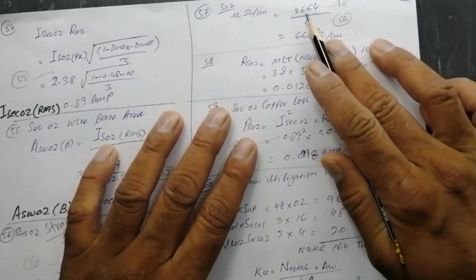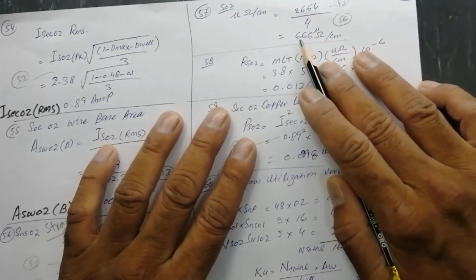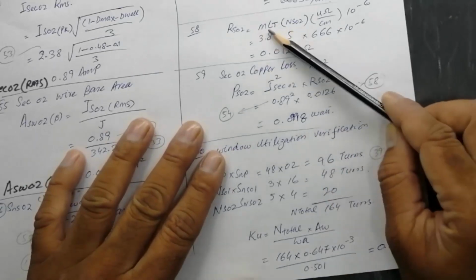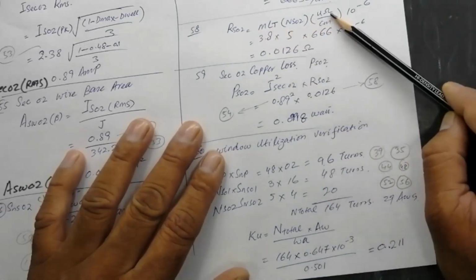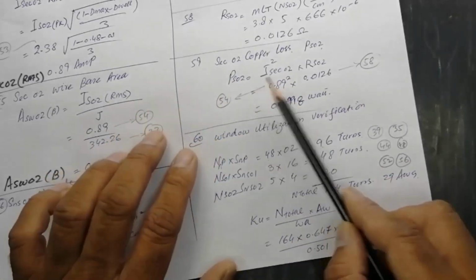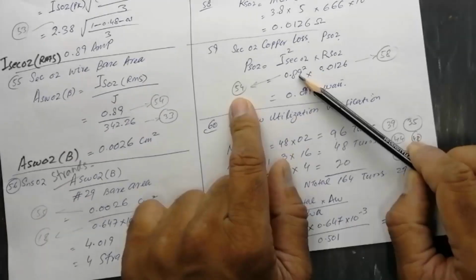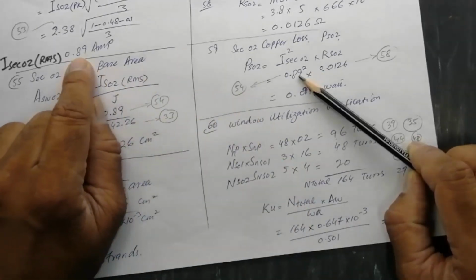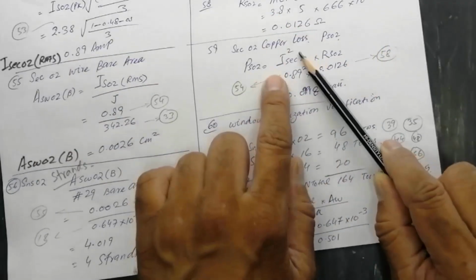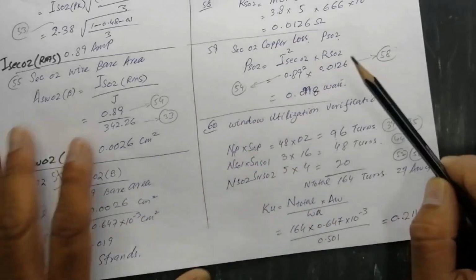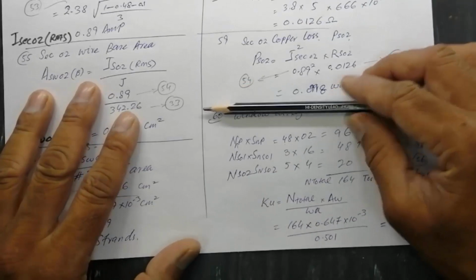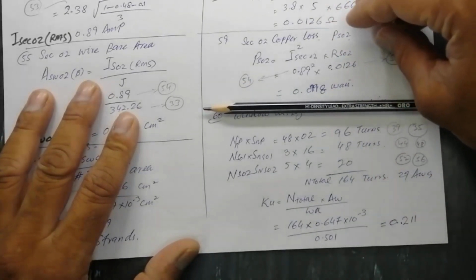Micro ohm 2664 divided by 4, it is 666 micro ohm per centimeter. So total length is MLT, number of turns micro ohm, it is 0.0126 ohm. Copper loss. So RMS current, step number 54, 0.89 ampere, multiply by resistance, I square R, it is 0.098. When we have calculated all these parameters, until now our calculations for winding are done.